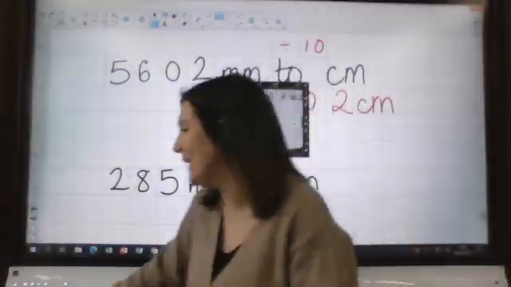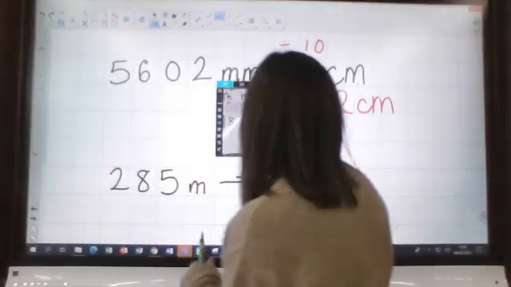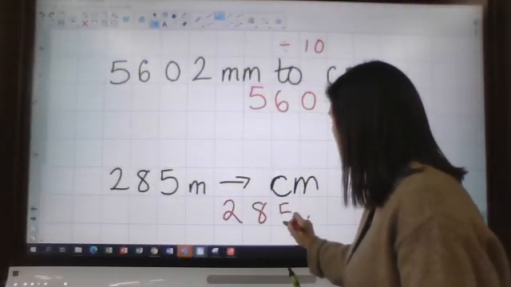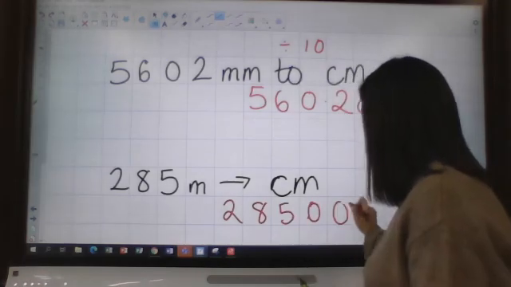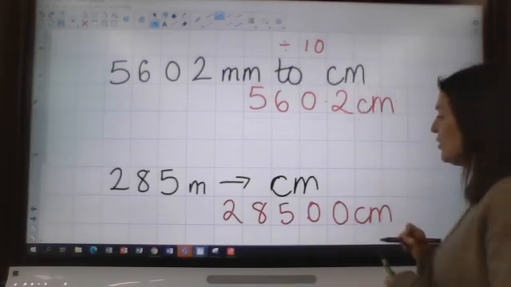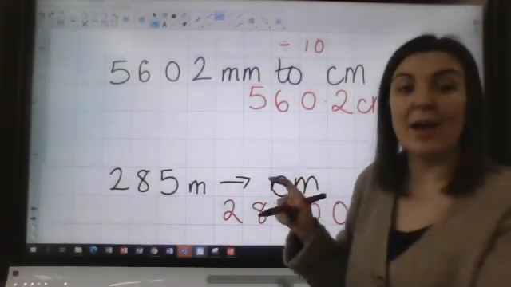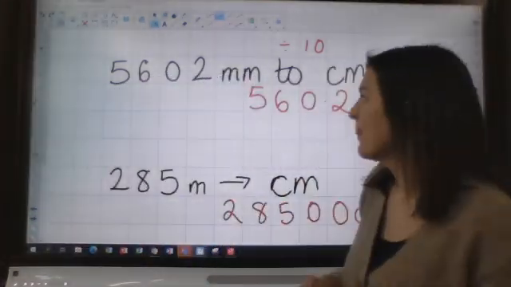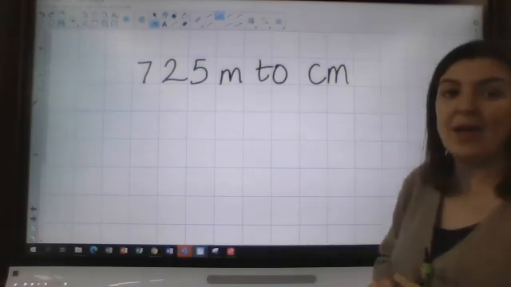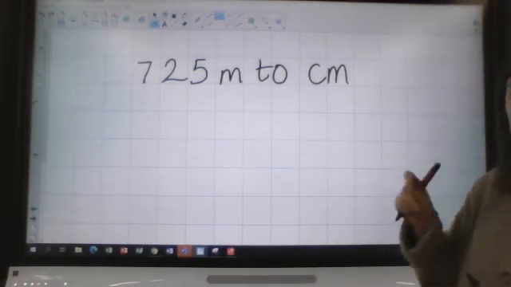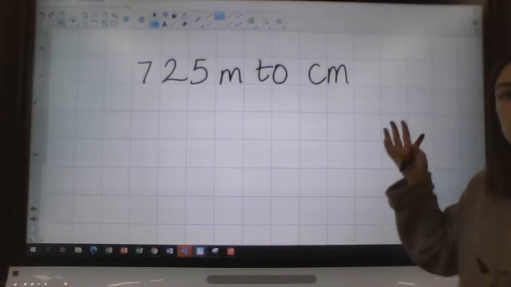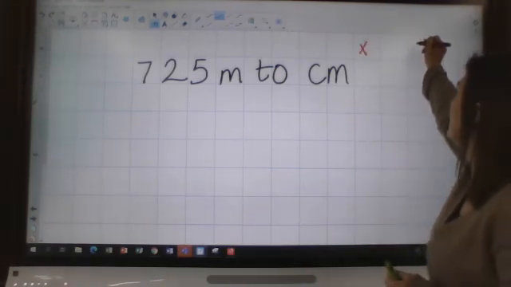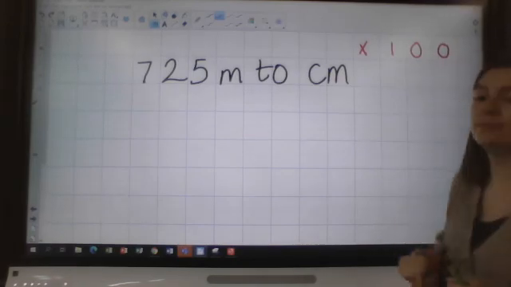So 28,500 centimetres. So 28,500 centimetres. So I've got another one like that I would like you to pause the video and have a go at. So pause the video now and have a go at this one. 725 metres to centimetres. So remember, we are multiplying by 100.